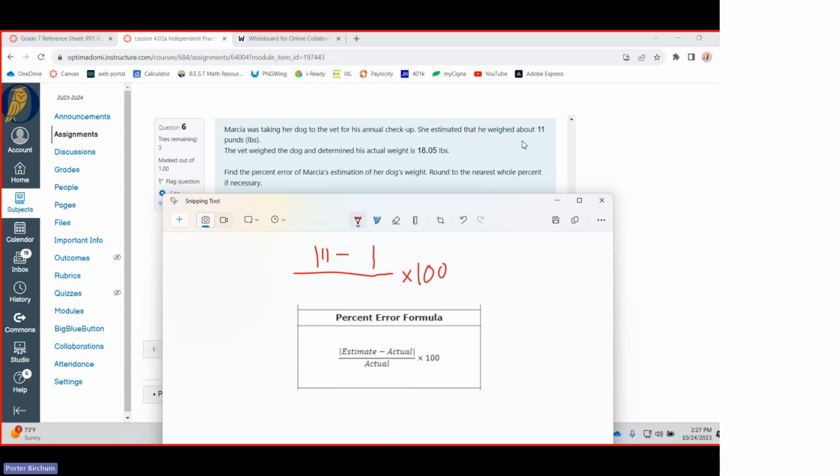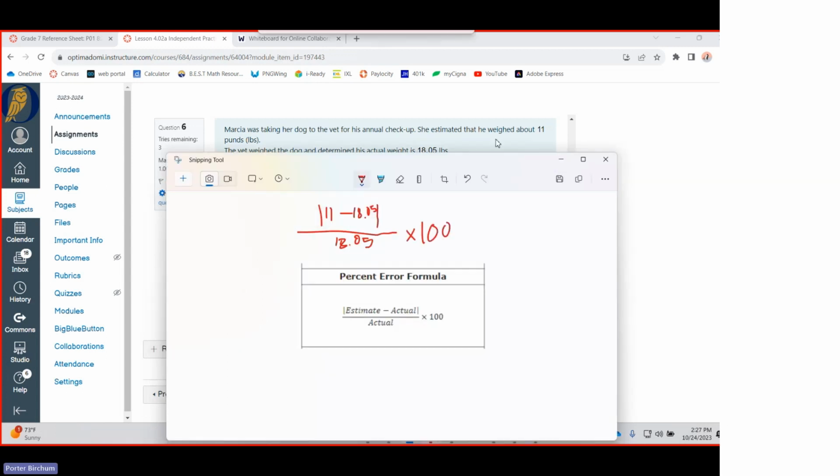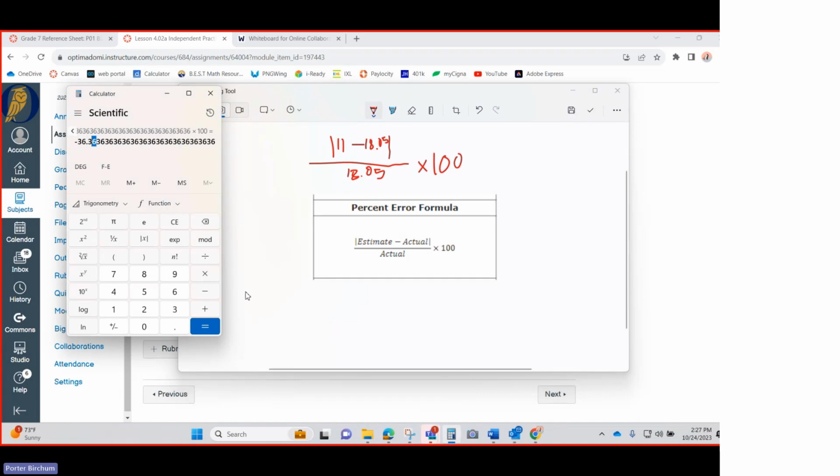If 11 is my estimated, then the actual weight, it also says right here, actual is 18.05. Now I can use my calculator to finish the job. 11 minus 18.05. Make sure to click that equal sign before you divide, so that way your calculator knows to subtract first.